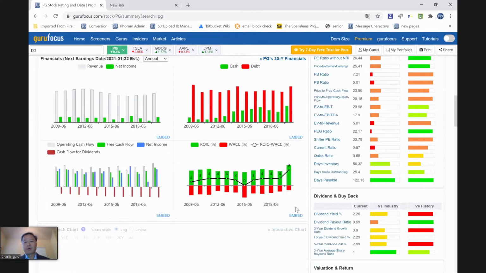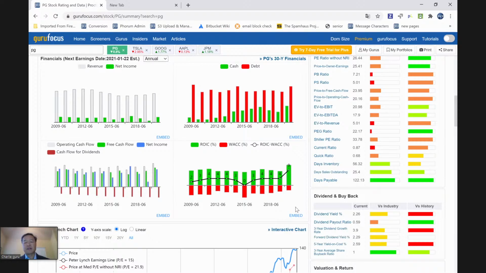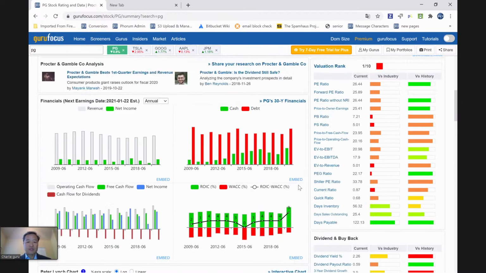Okay, Procter & Gamble, you can see that the return on invested capital is still higher than the cost of capital, and the difference is not as big as it is for Apple and Google. And yeah, that's return on invested capital.